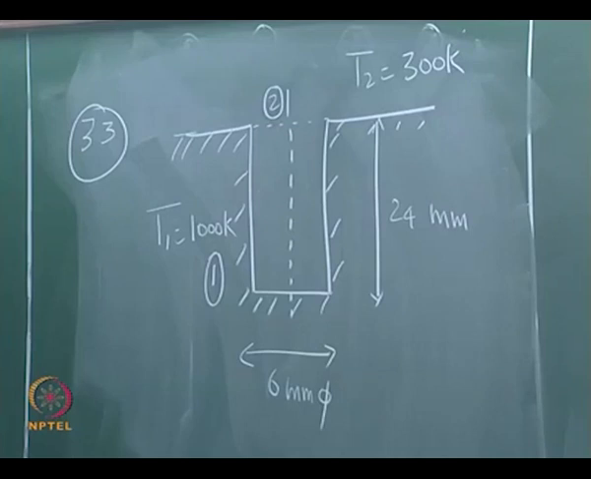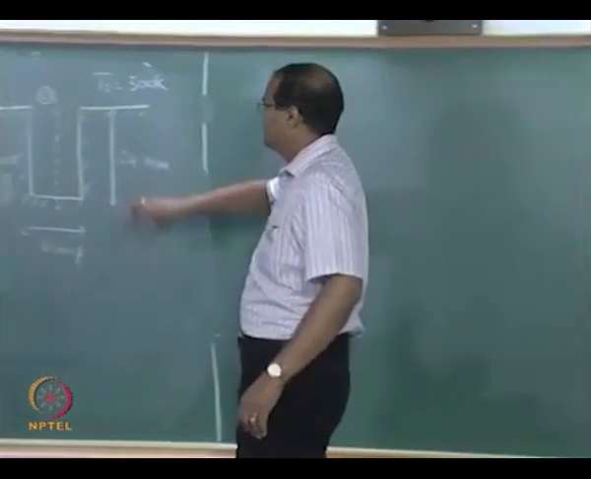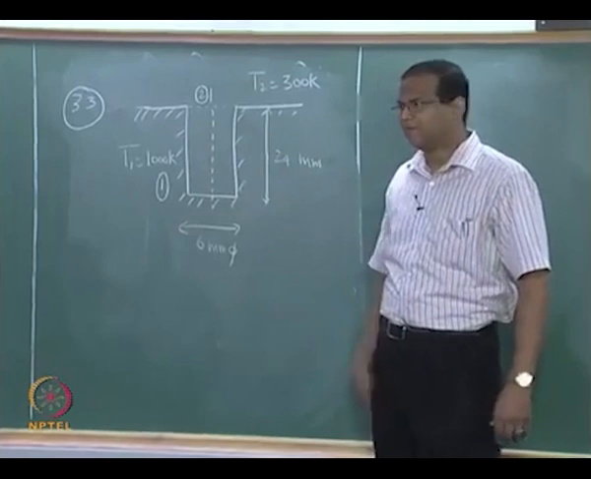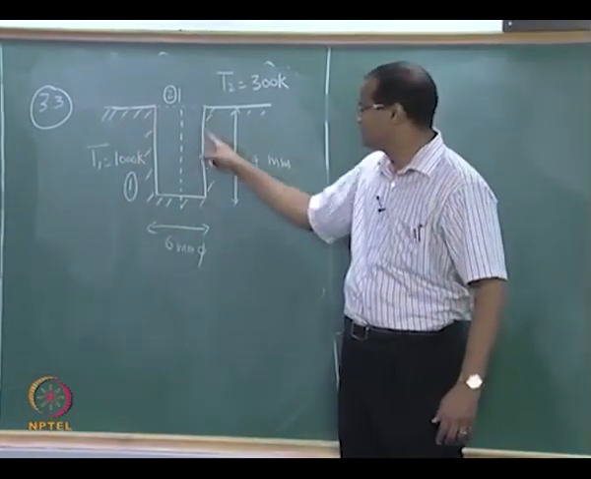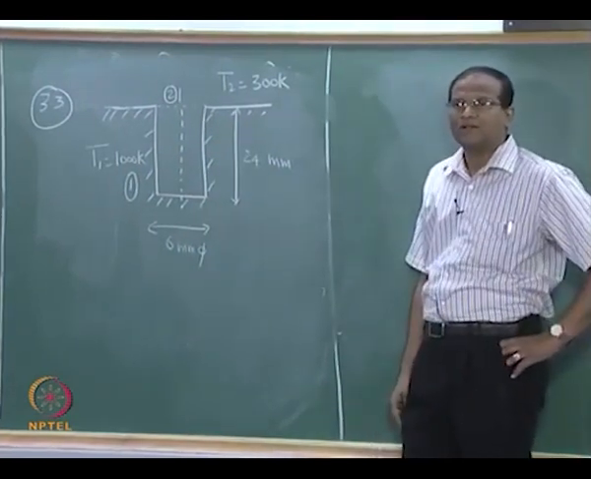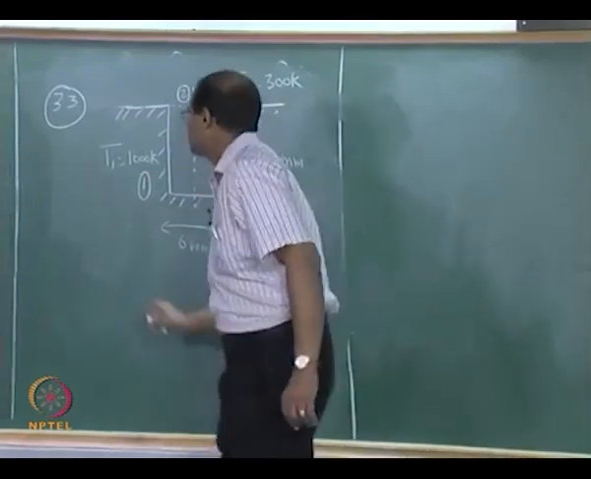I will explain the configuration to you. I have a flat bottomed hole, a hole that has been bored into a plate. The depth of the hole is 24 millimeters and the diameter of the hole is 6 millimeters. It is evacuated or filled with air which is radiatively non-participating. The temperature of surface 1, which includes the bottom as well as the lateral surface area of the bored hole, is 1000 Kelvin, and it has an emissivity of 0.6, let us say.